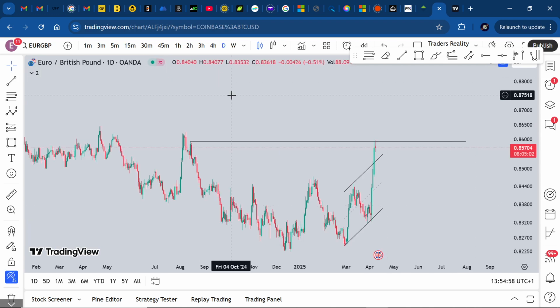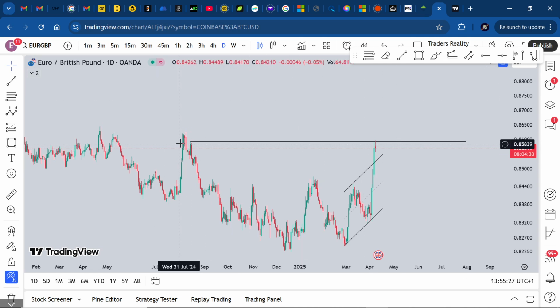Let me go to Euro GBP. There it is. Just in case I decide to place a trade when I'm doing this, because it is kind of looking like it might want to be traded. All right. Okay, right. Euro GBP.